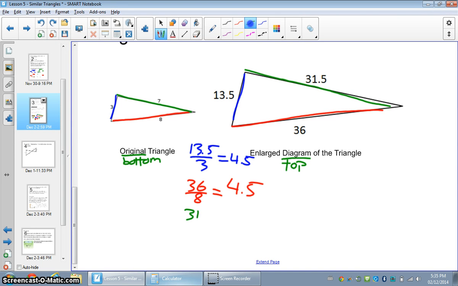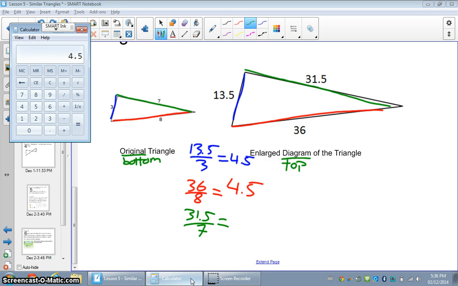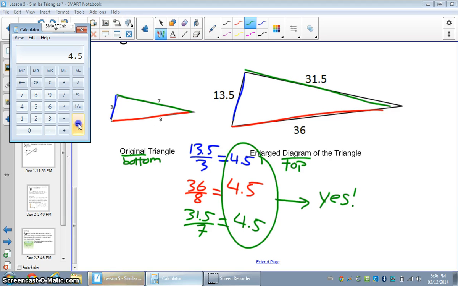So I have 31.5 over 7. What do I get? 31.5 over 7 equals 4.5. So since comparing all the corresponding sides gave me the same scale factor, I would say yes, these triangles are similar.